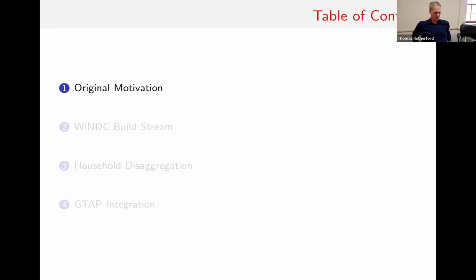And all the code I'm sharing today, if you have a GTAP license, you can get it for free. I'll produce a version of the data set. We have an open source version. At WiNDC, everything's open source because we basically share the whole build stream. But with GTAP, Dominique has been generous enough to let us distribute a version that's got 11 regions and 11 sectors. So I'll produce a version of this that's open source as well.